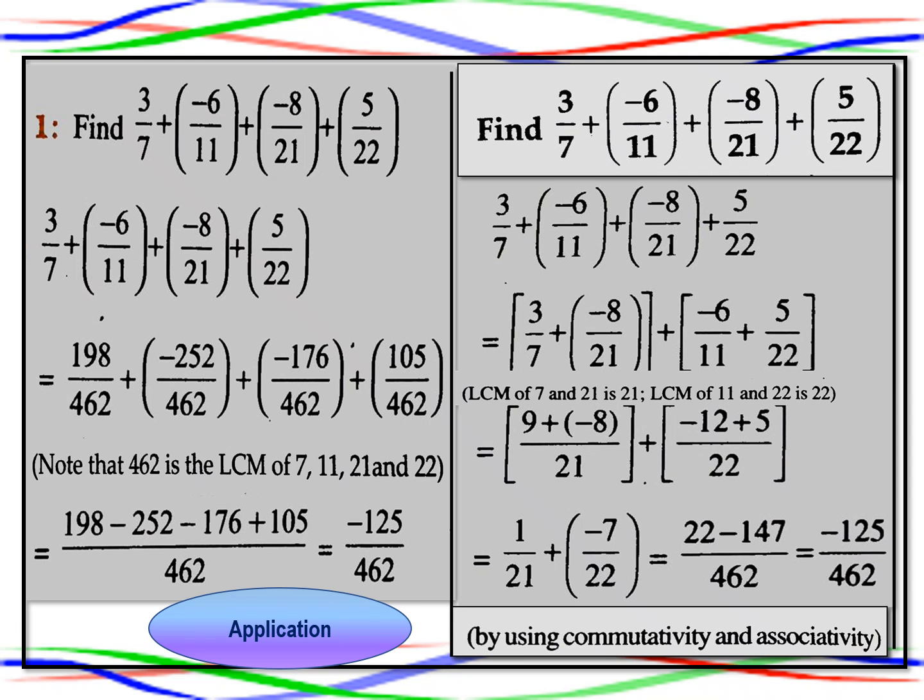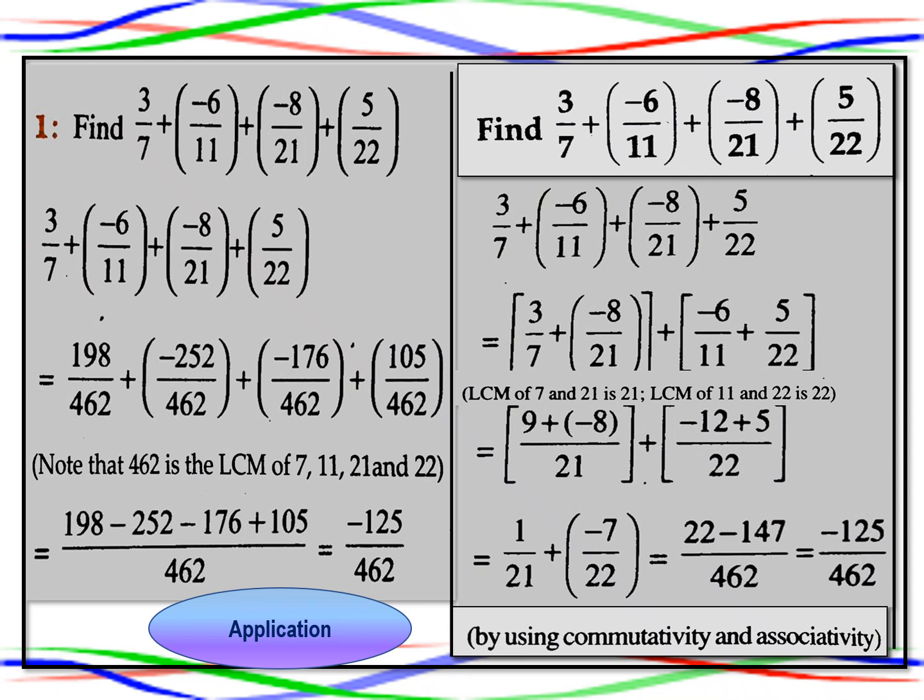But see the adjacent side, the same sum, with a smarter calculation. 7 and 21 are combined, because 21 itself is the LCM of these two, and minus 6 by 11 and 5 by 22 are combined because 11 and 22 have their LCM as 22. When these are grouped into one particular step, 1 by 21 and minus 7 by 22, we got the answer. Till there we don't require that 462 LCM.